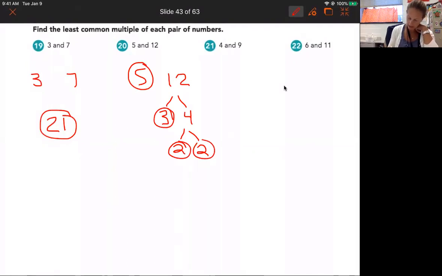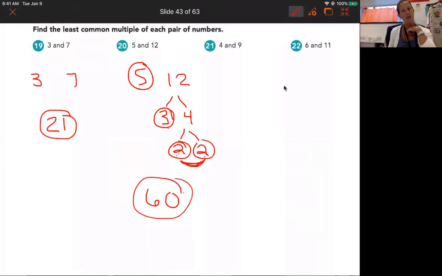So I'm going to make this easy on myself, and I'm going to do 4, the 2 times 2, kind of looks like a smiley face, is 4, times 5 is 20. 20 times 3 would be 60. So that's going to be my least common multiple.